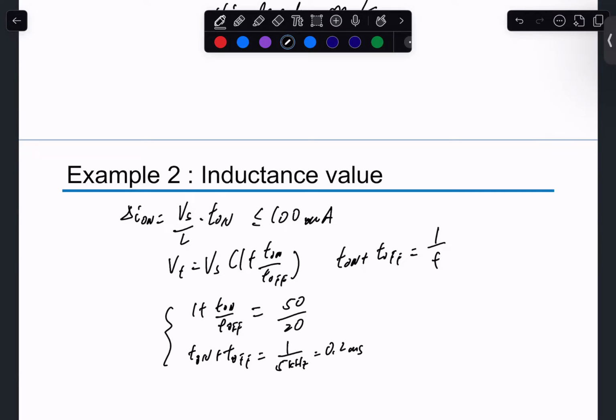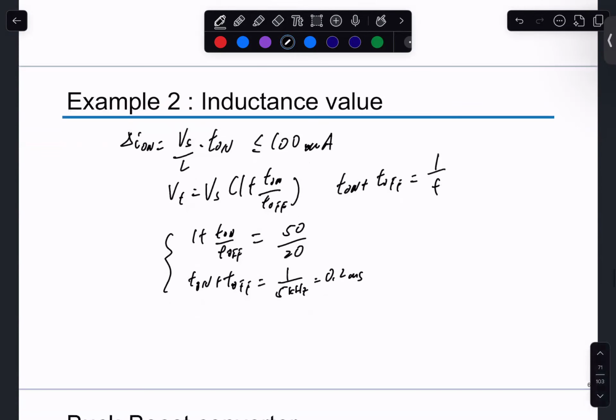These are two equations and two unknowns. This is a fairly simple linear system, and we can easily solve it. We get T on is 0.12 milliseconds.